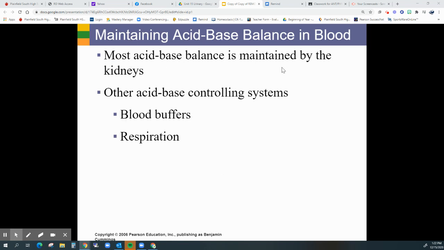Most of that balance is maintained, obviously, by the kidneys, but there are also a few other things: blood buffers. So there's bicarbonate and other things in our bloodstream that help control that system, as well as respiration. We actually get rid of a lot of those things through simple respiration to try to maintain that balance, which is also one of the things we can see if somebody's having an issue with acid-base balance. Sometimes their breath will be either fruity or kind of sour, because they're trying to get rid of some of that through respiration, so it shows up there.